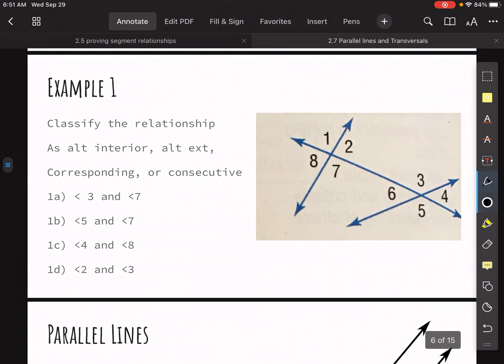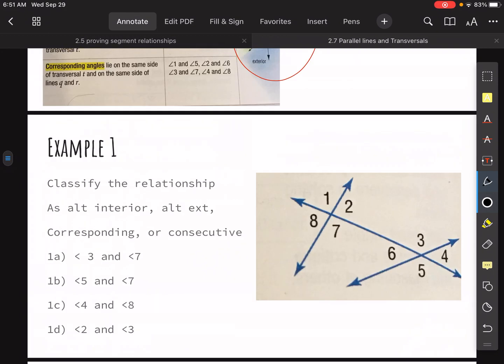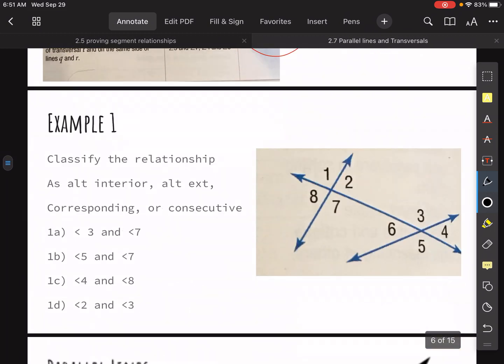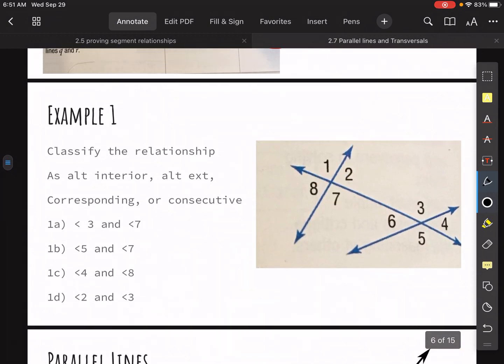All right, so let's look at an example here and try to identify some things. It says classify the relationship as alternate interior, alternate exterior, corresponding, or consecutive. And again, we're just going to use these guys, right? So if we're looking at 3 and 7, notice that the transversal is the line that connects the two lines. Those are both on the inside, but they're on opposite sides of the transversal. So we would call that alternate interior.